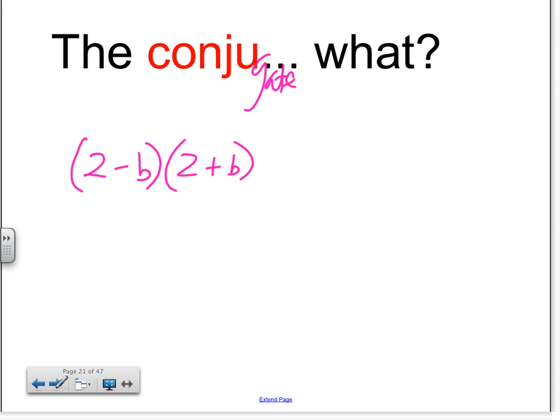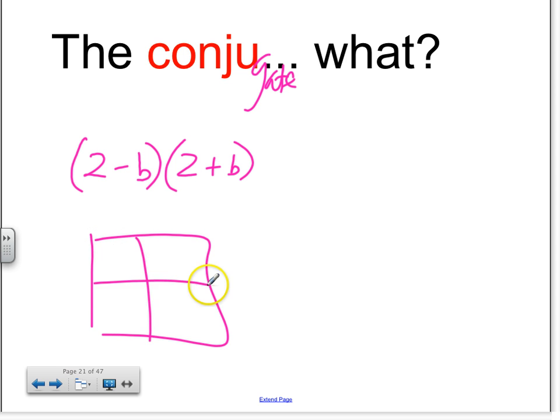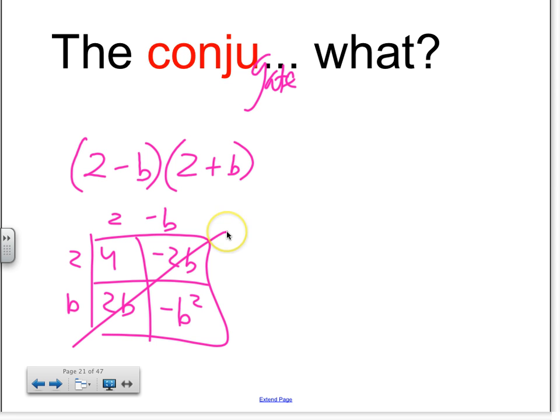Difference of squares, right? Because if you do a box on it for real, 2 minus b times 2 plus b, 2 times 2 is just 4. This is negative 2b, this is positive 2b, and this is negative b squared. So essentially, the middle term gets canceled. Remember, it's a two-term answer with no middle term, and the reason for that is, look at the two terms. They're exactly the same except for the middle sign, which is opposite, and you know opposite signs will get canceled.